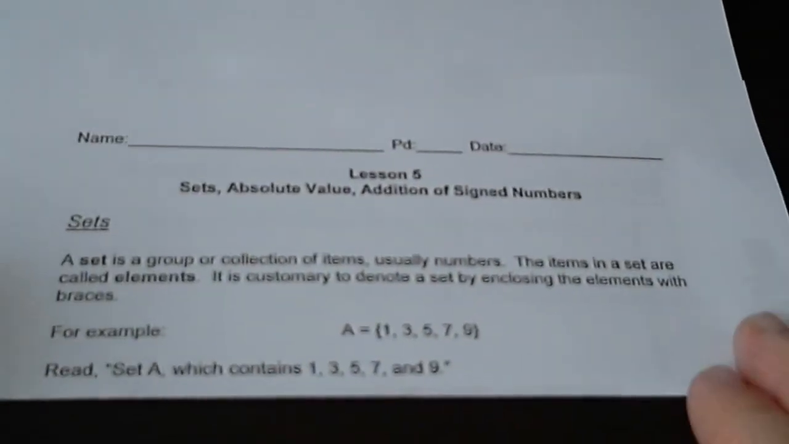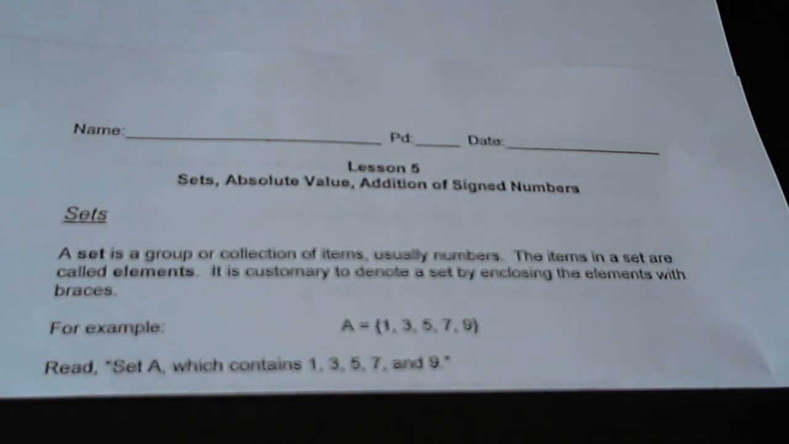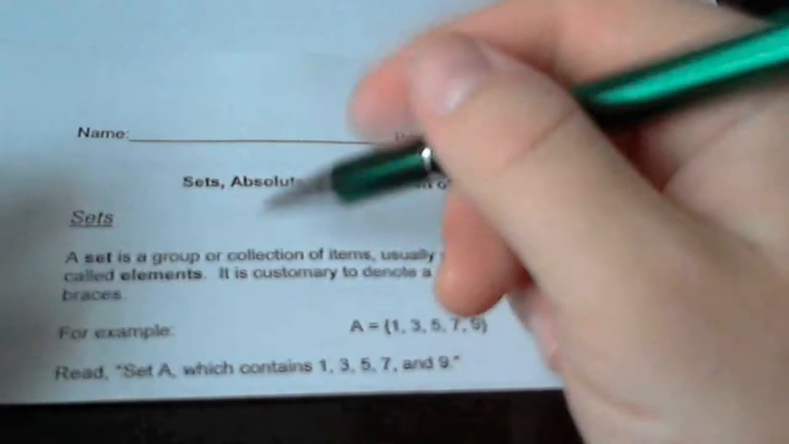A set is a group or collection of items. You can think of these as a group of numbers, or really a set can be a group of anything. Maybe you collect baseball cards or figurines or Matchbox cars or something like that. Everything in your entire collection is called the set. Each one of those little baseball cards or figurines or dolls or Matchbox cars is an element of the bigger unit, the set.